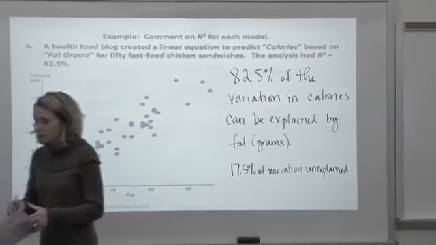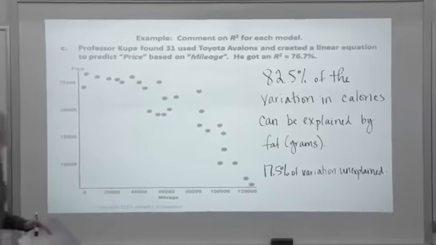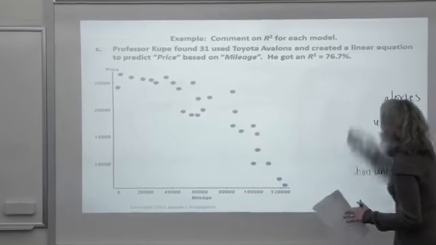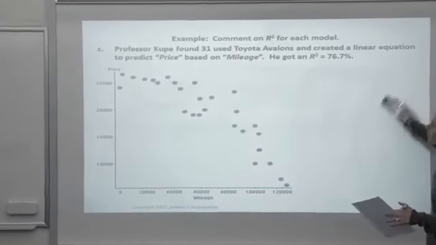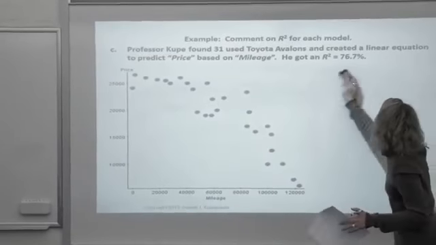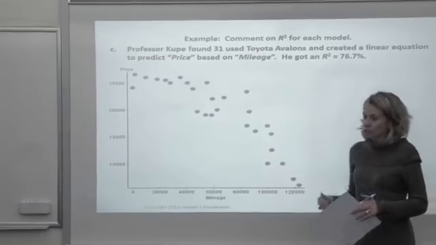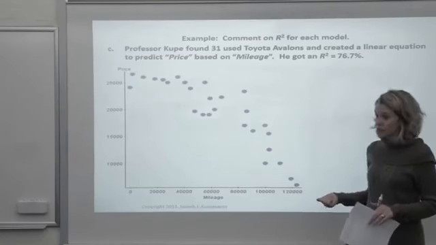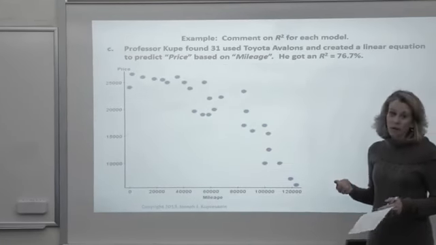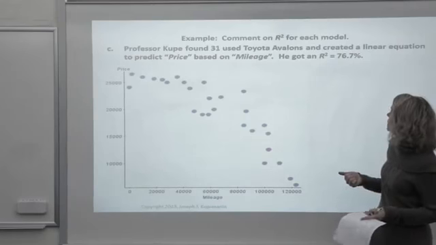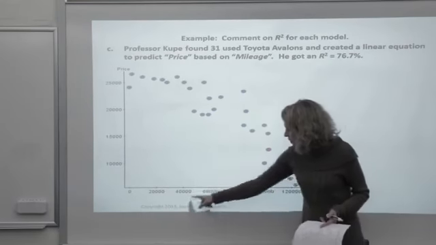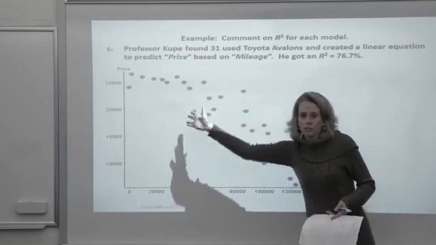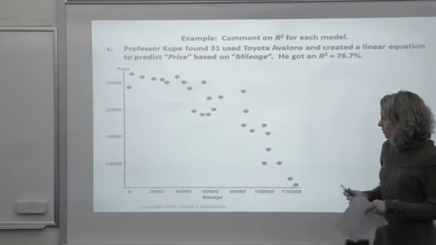Okay, last one. For this one, Professor Koop found 31 used Toyota Avalons. He created a linear equation to predict the price of those Toyotas based on the mileage. He got an R-squared value of 76.7%. So we're using mileage to help predict the price of the car. Not surprising that there's a negative relationship between the variables.